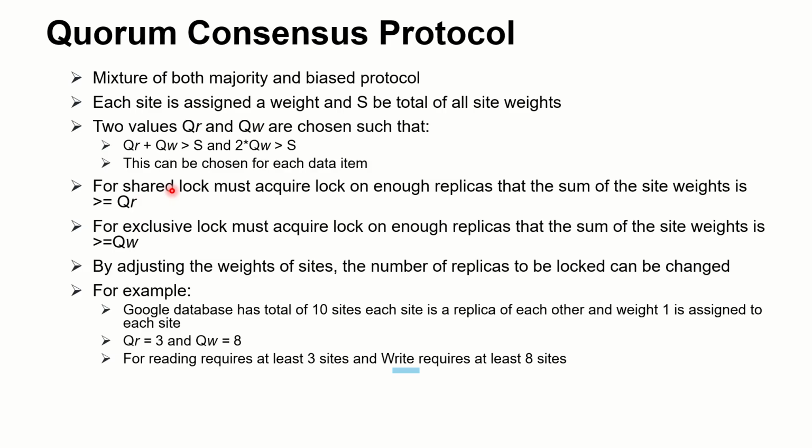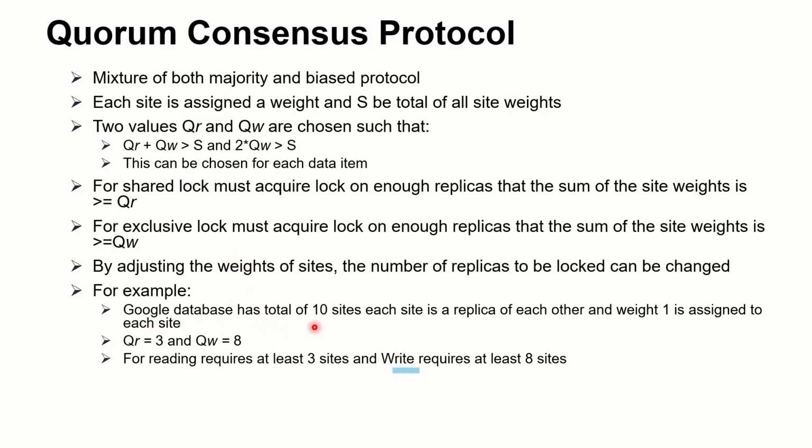So now comes the quorum consensus protocol, which is a mixture of both the majority and biased protocols. Each site is assigned a weight, along with the total of all site weights. Two values, QR and QW, are chosen, such that a shared lock must acquire locks on enough replicas that the sum of site weights is greater than or equal to QR, and an exclusive lock needs greater than or equal to QW. By adjusting weights we can adjust how many replicas are locked for a shared lock and how many for an exclusive lock.